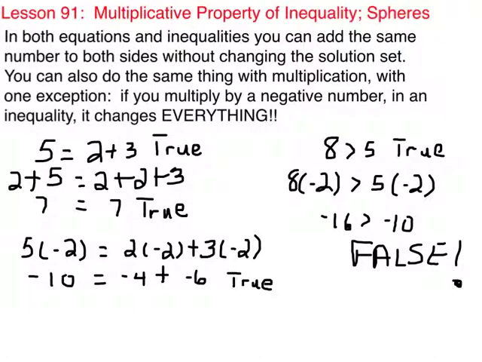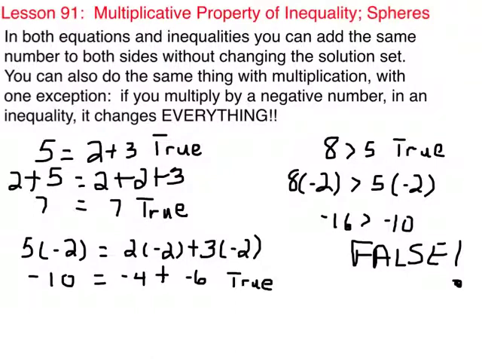This is lesson 91 in Saxon's 3rd edition, Algebra 1. This lesson is on the multiplicative property of inequality and on spheres and how to find volume and surface area of a sphere. So two very different things. Let's take the multiplicative property of inequality first.